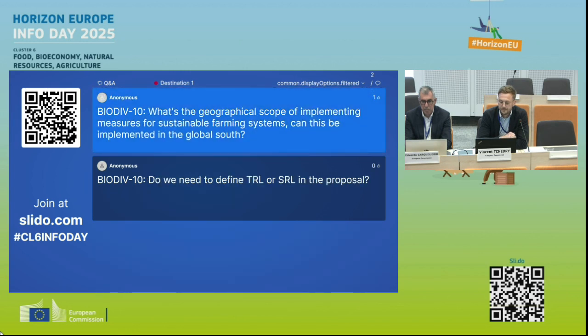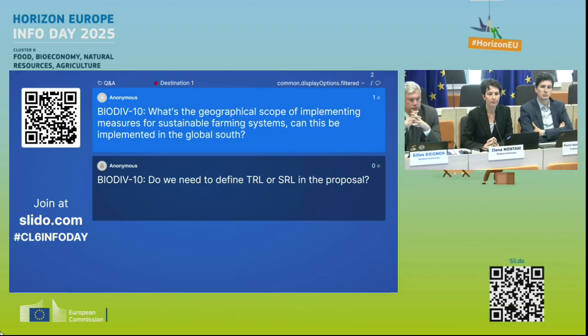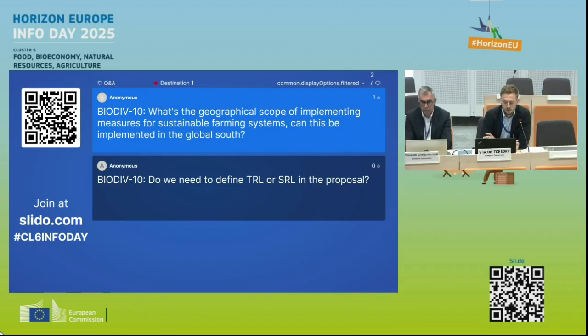Thank you. What's the geographical scope of implementing measures for sustainable farming systems? Can this be implemented in the Global South? Thank you for the question. So as the objective here is really to facilitate the implementation of European legislation, notably the Common Agricultural Policy and the Nature Restoration Regulation, I think that the geographical scope would be much more focused on the European Union.